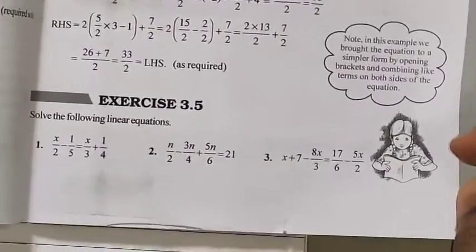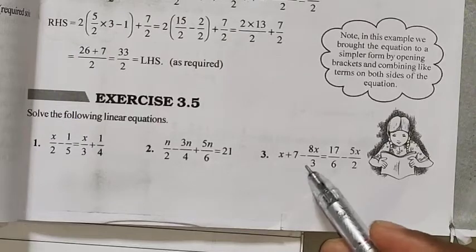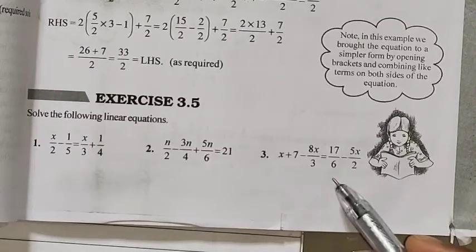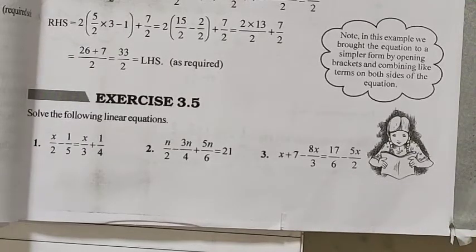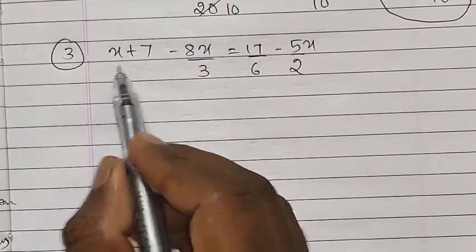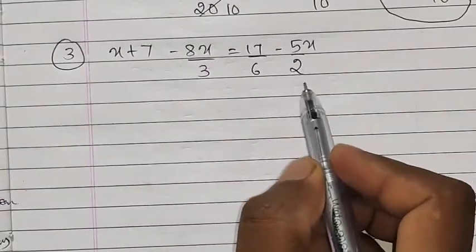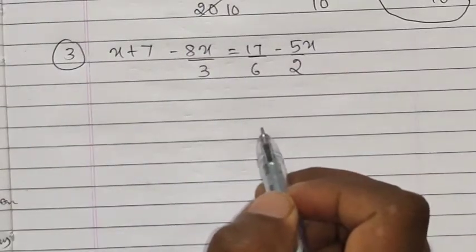Next, sub question number 3 I am going to explain now. x + 7 - 8x/3 = 17/6 - 5x/2. Let's make variables one side, constants one side.